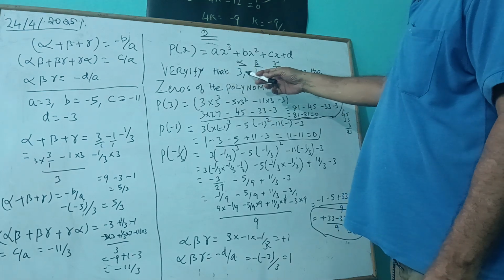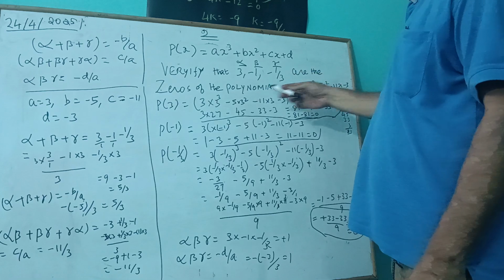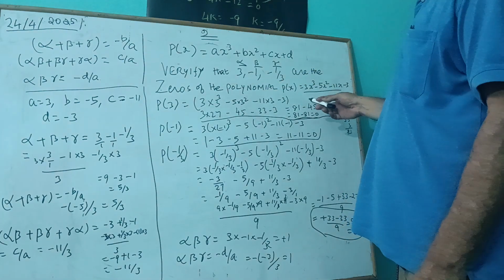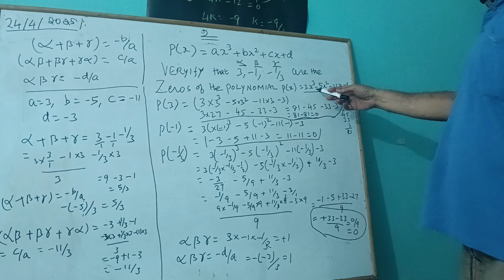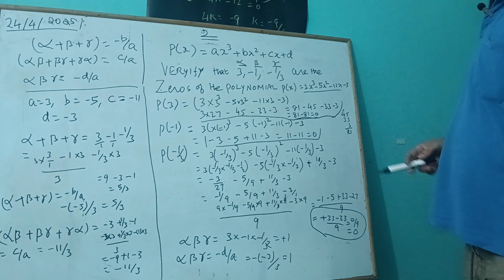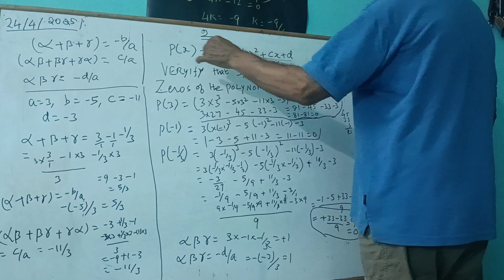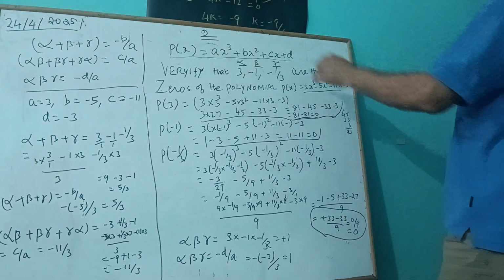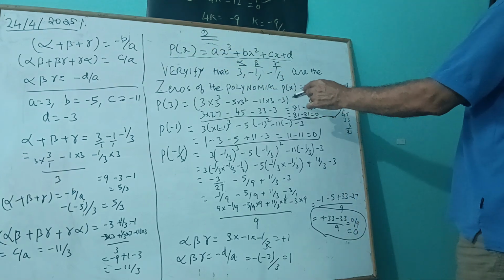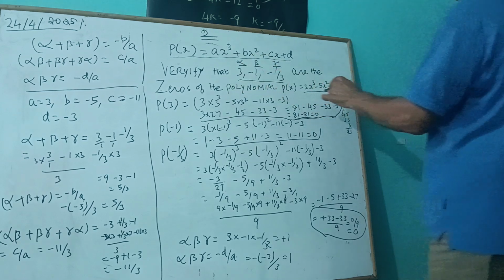Verify that 3, minus 1, and minus 1 by 3 are the zeros of the polynomial p of x is equal to 3x cube minus 5x squared minus 11x minus 3. This is the general formula, this is how the polynomial looks. So this is the problem: verify that these are the zeros of this polynomial.